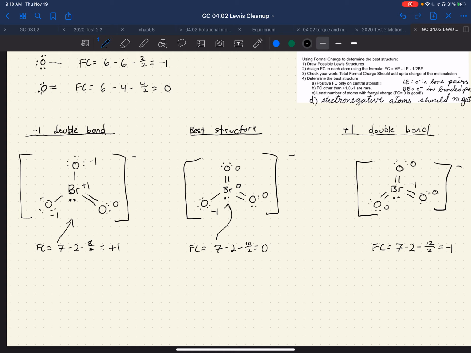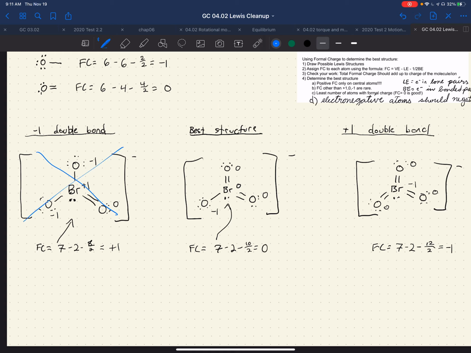So now we go through and figure out which one's the best structure. Positive formal charge only on a central atom. We don't have any oxygens that have any positive formal charges, so that's good. Then formal charges other than +1, 0, -1 are bad. We don't have any of those. Everything's -1, +1, or 0. Next, the least number of atoms with formal charge on them. Well, the best structure has one atom that has a formal charge on it. The +1 double bond structure has 1. This one has 3, so we can go ahead and eliminate this structure.